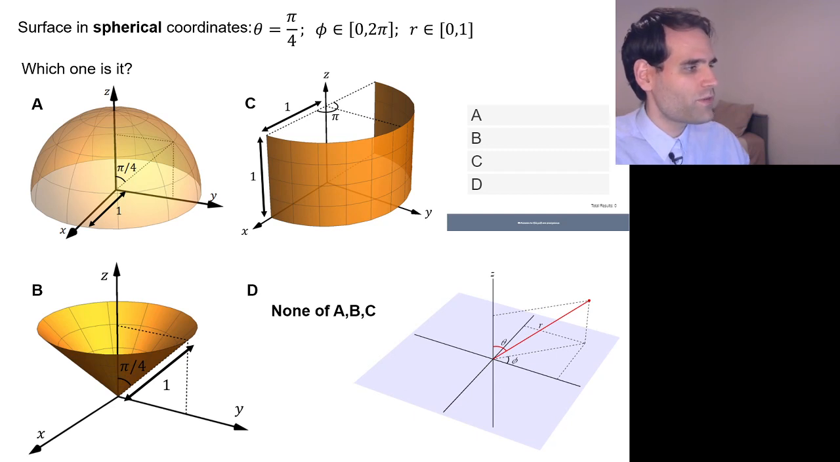I will also do this one, which has the same options, A, B, C, and D, but I changed the equation. So now we are in spherical coordinates, and this is theta equals pi over 4, okay? While phi changes between 0 and 2 pi, and r changes between 0 and 1. So please think about it. You have a reminder of spherical coordinates here, and in the live session, I will ask this to you, so be prepared to answer. So think about it. What does this shape represent?